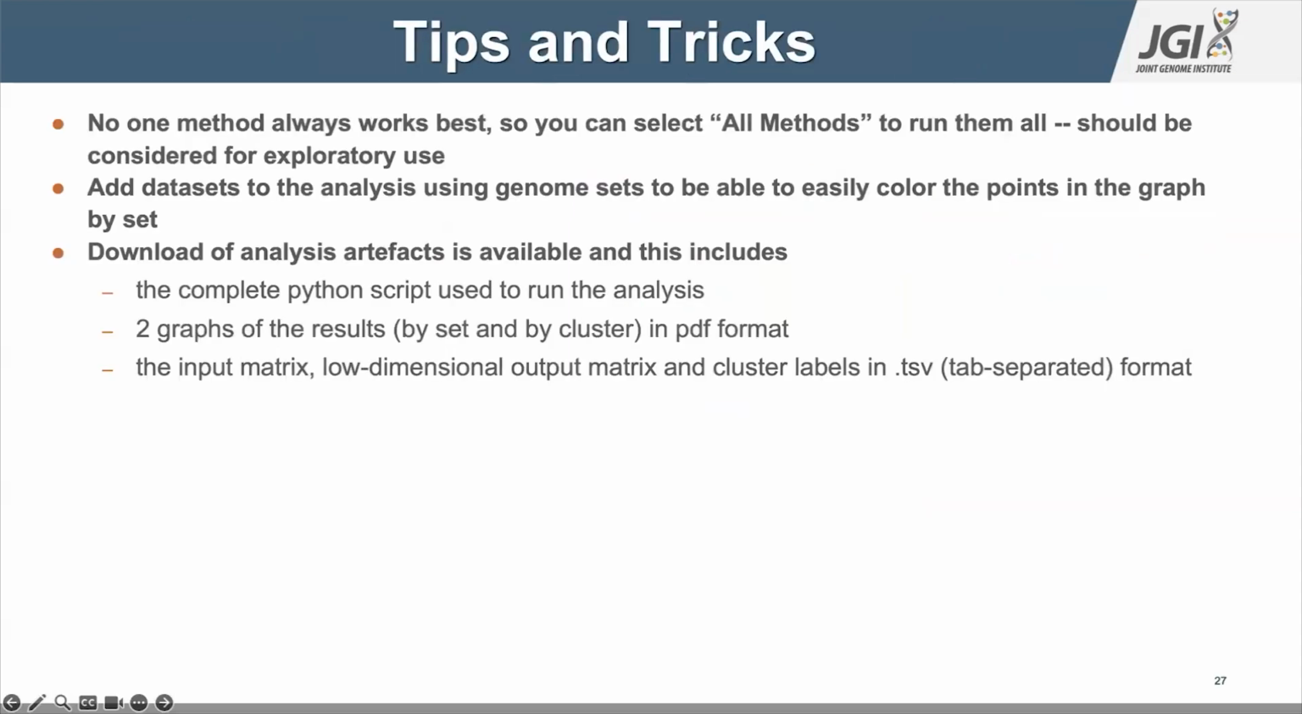So here are some tips and tricks if you want to get started using this feature. First of all, there's no one dimension reduction method that always works best, so we provide the option of running all of the methods as part of a single run so that you can compare the results. And this should be considered to be for exploratory use. And if you're running any statistical tests on top of these results, you should definitely bear in mind that the validity of any p-values is based on the assumption that you've specified your entire analysis pipeline in advance.